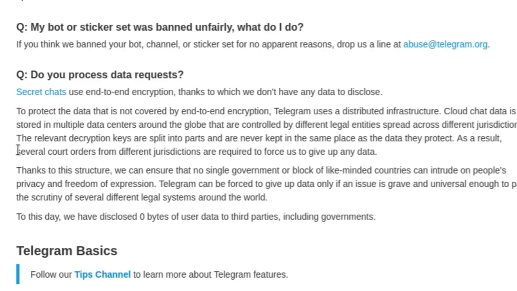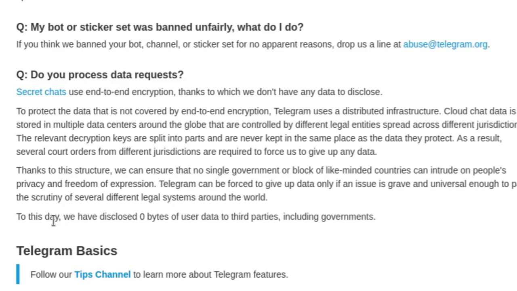The relevant decryption keys are split into parts and are never kept in the same place as the data that they protect. As a result, several court orders from several different jurisdictions are required to force us to give up any data. Thanks to this structure, we can assure that no single government or block of like-minded countries can intrude on people's privacy and freedom of expression. Telegram can be forced to give up data only if an issue is grave and universal enough to pass the scrutiny of several different legal systems around the world. So they have to give themselves that little bit of an out there, because obviously it is possible to get this data. And they end with saying that to this day, we have disclosed 0 bytes of user data to third parties, including governments, which is a lie.